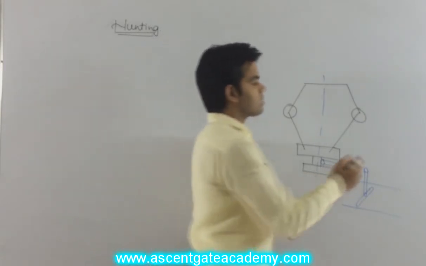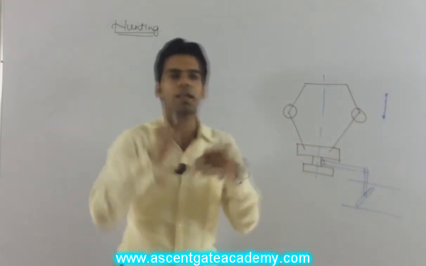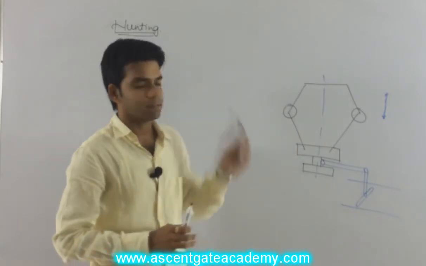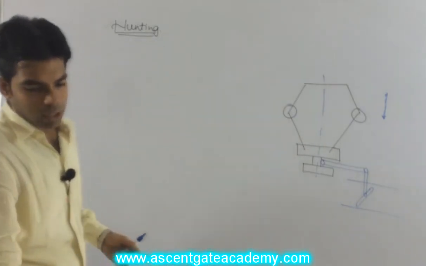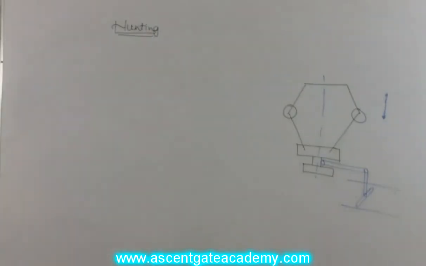Okay, so what is happening? The speed is increasing and then decreasing, then increasing, then decreasing to the highest possible level. Such a process is known as hunting. Getting this now? Okay, so a governor is said to hunt if the speed of the engine fluctuates continuously above and below the mean speed. This is caused if the governor is too sensitive.